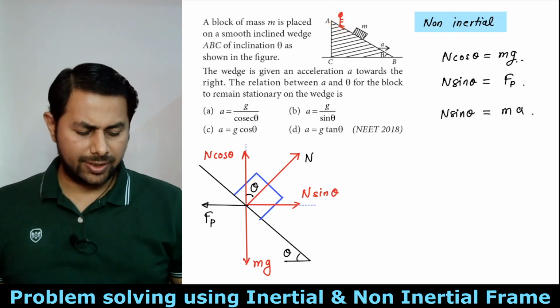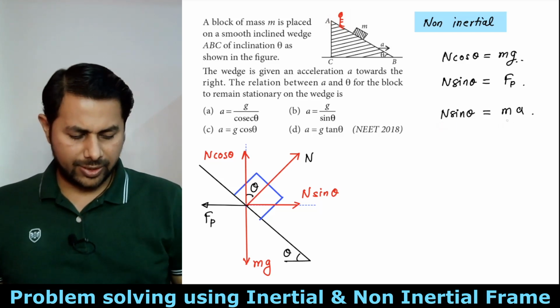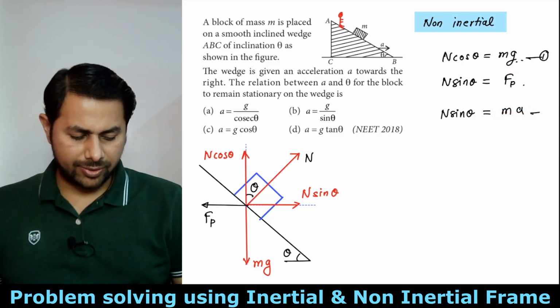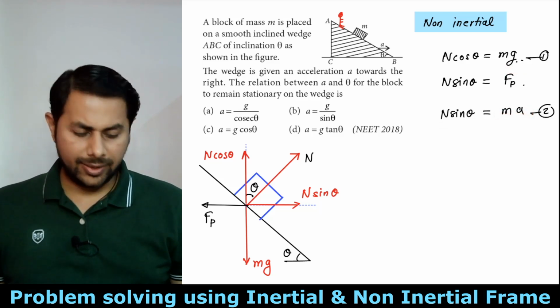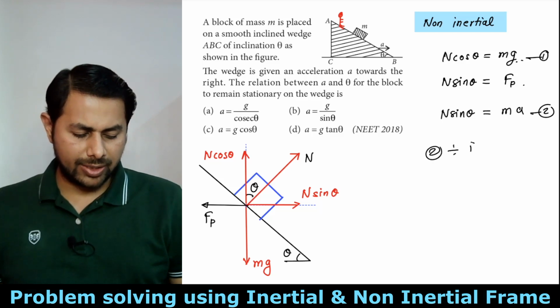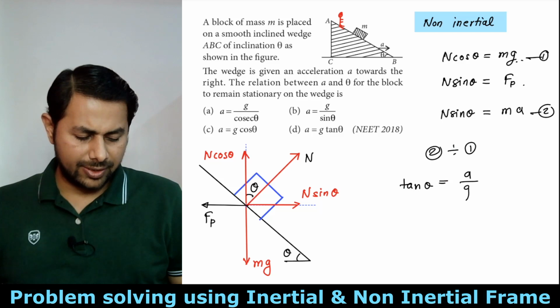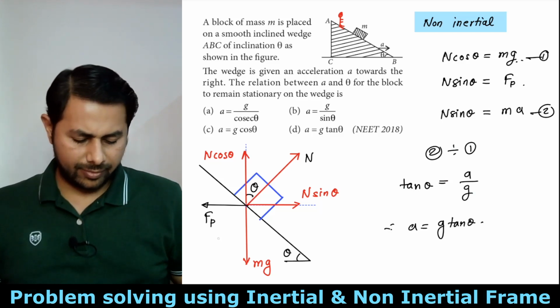This thing is clear? Yes, no? Then you can just divide this by this. This is equation 1, this is equation 2. 2 by 1 will give you the same thing. So tan theta is equal to a by g, and therefore a is equal to g tan theta.